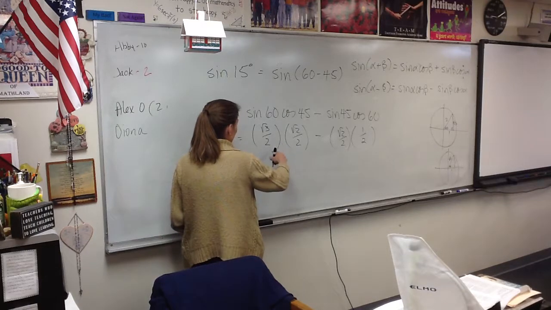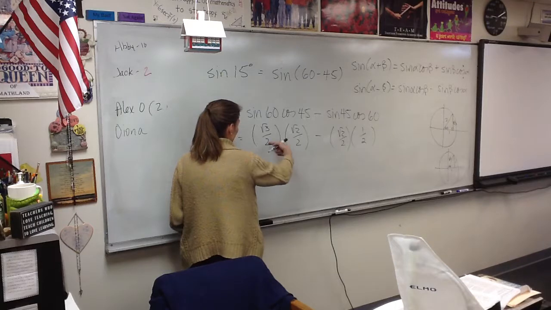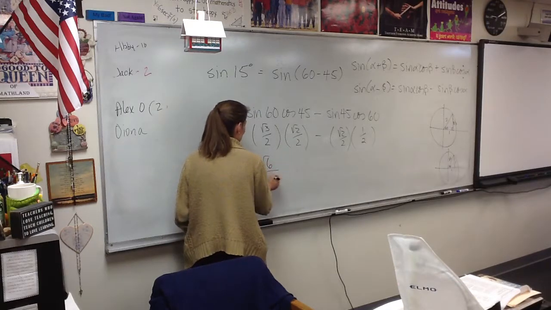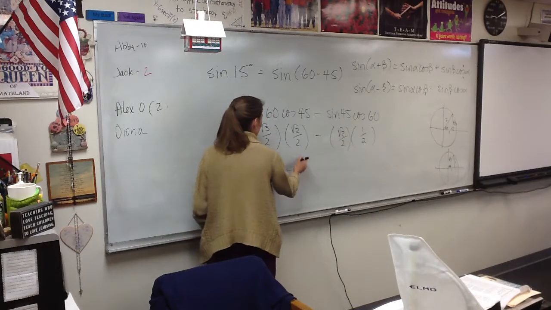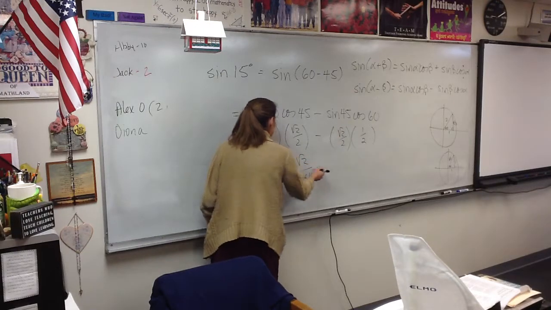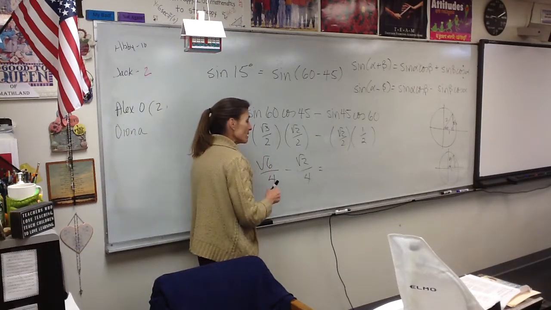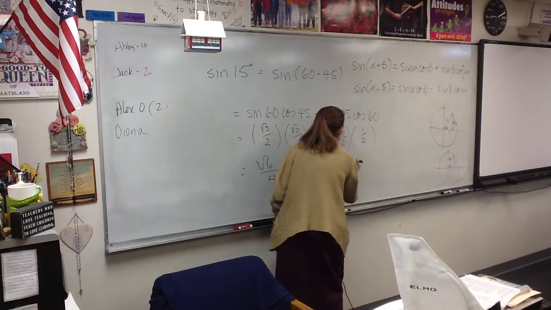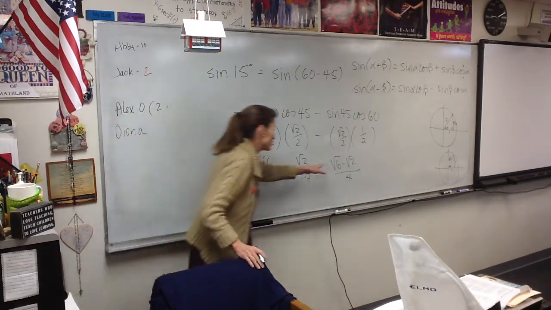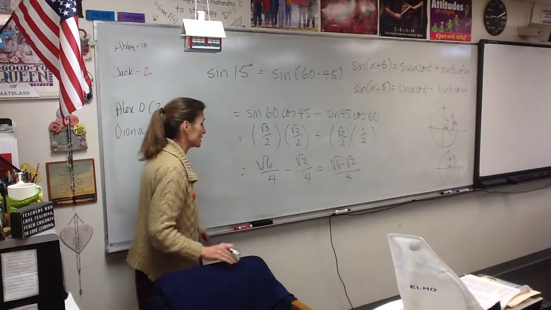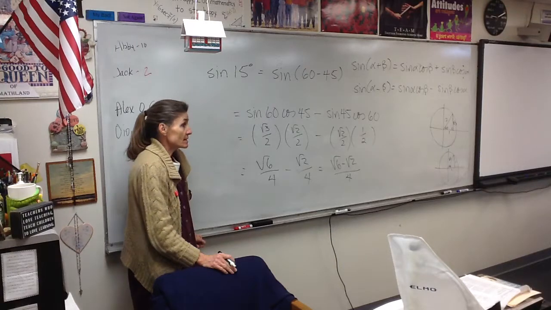Now, these will be multiplied, so what's that going to make? Right here. Root 6 over 4 minus root 2 over 4. Now, those don't really combine, but since they have a common denominator, we normally write them with the common denominator. But you cannot add these two together. They don't do anything. It just stays root 6 minus root 2 over 4. And that's it. That's the answer.